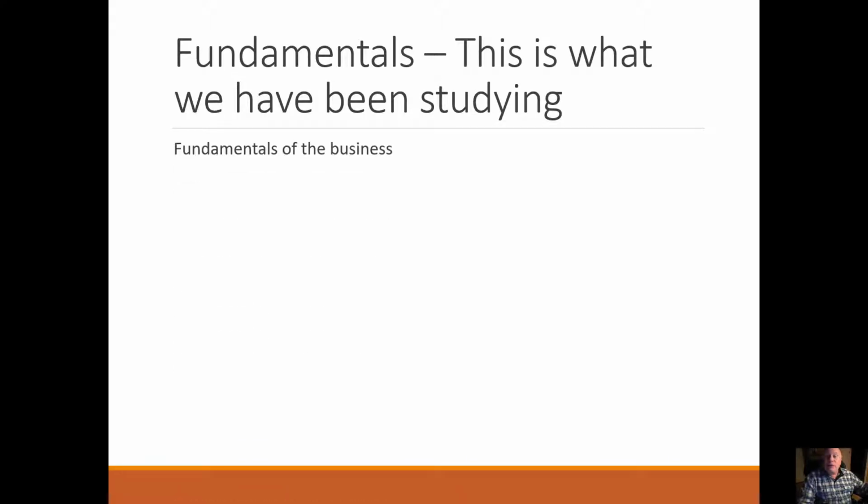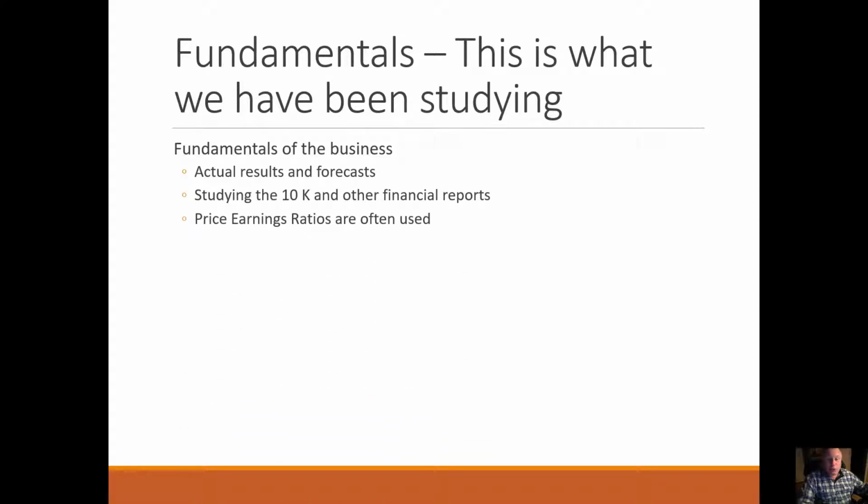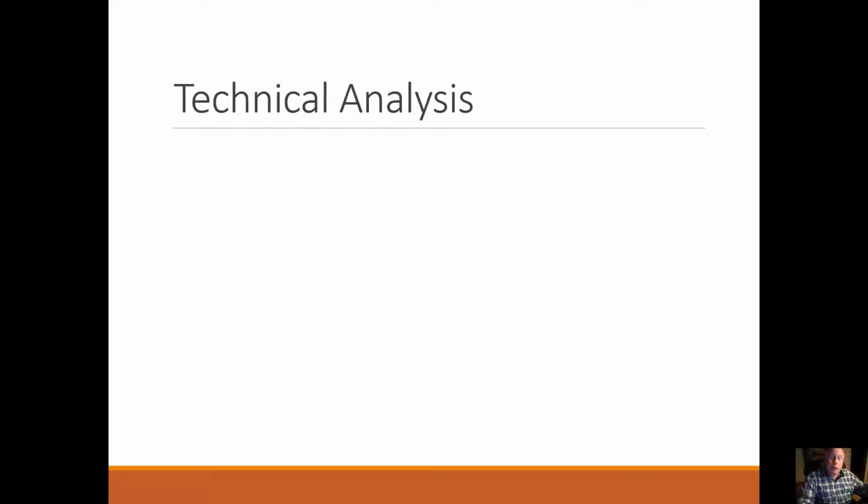Fundamentals, this is what we've been studying. Actual results and forecasts. You study the 10K and financial reports. PE ratios are often used. They look at historical, prior year earnings, forward, projected earnings per share over the market price. What is the market paying for these future earnings?